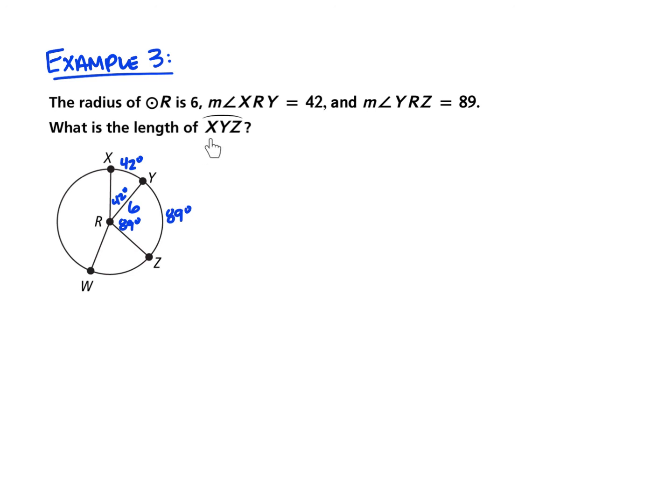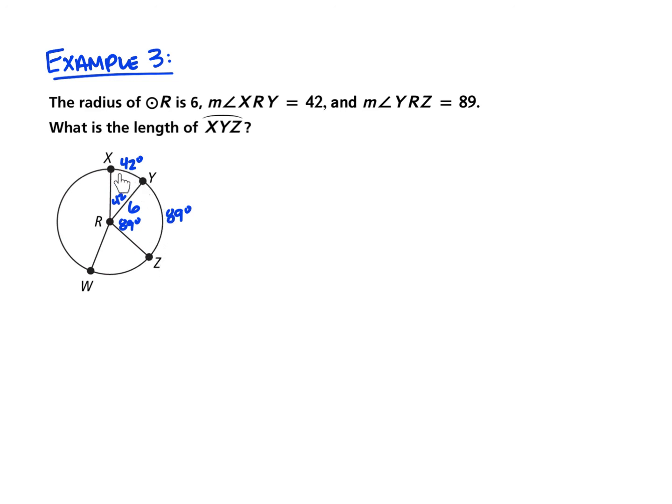It wants to know the length of the arc that starts at X, goes through Y, and ends at Z. So here you can see they actually used 3 letters to describe this arc, which might make you think it's a major arc that's more than half the circle. But it's not. It just starts at X, goes through Y, and ends at Z. So they're talking about this arc right here.